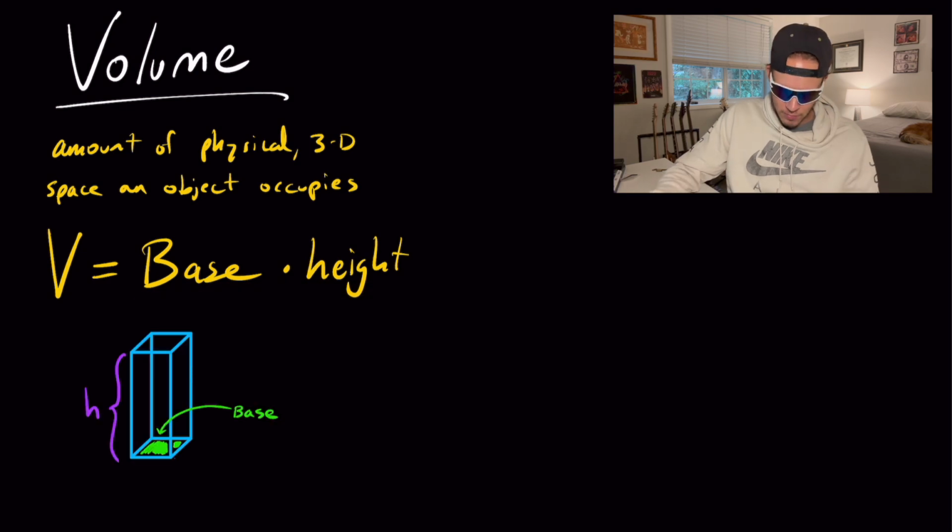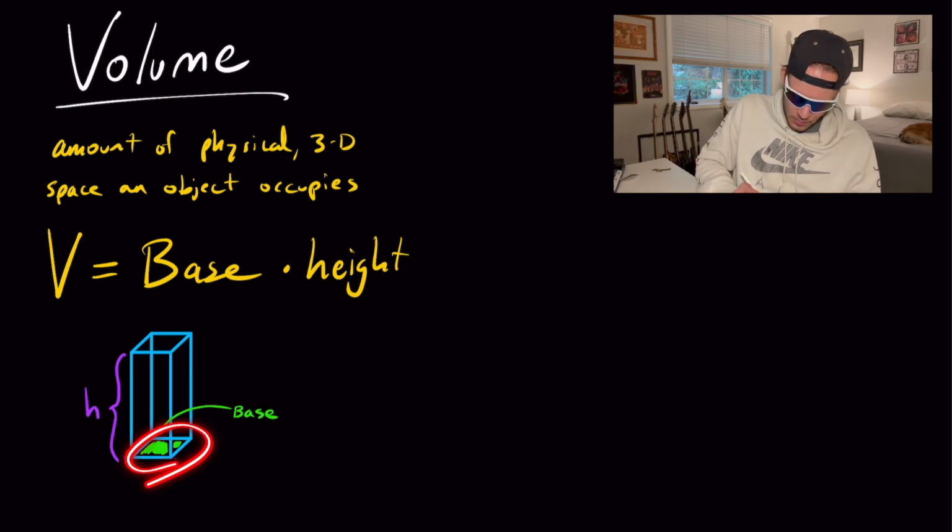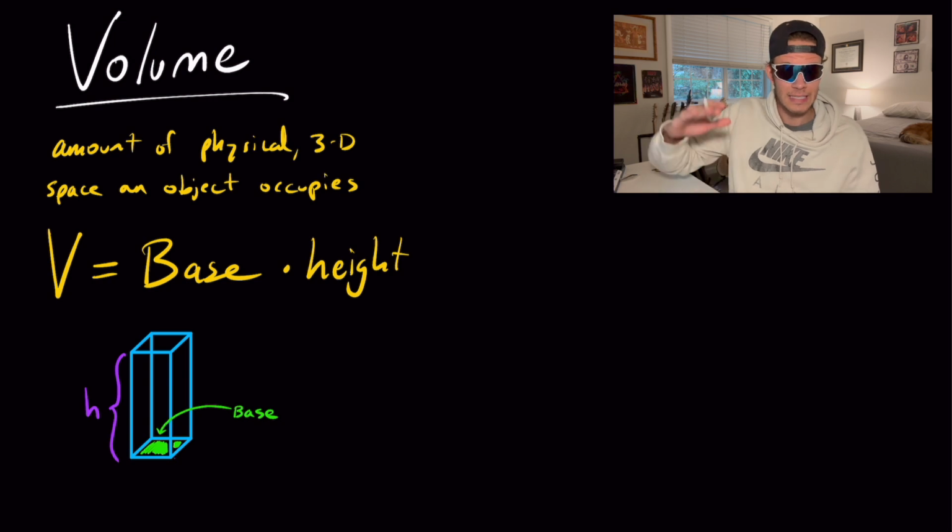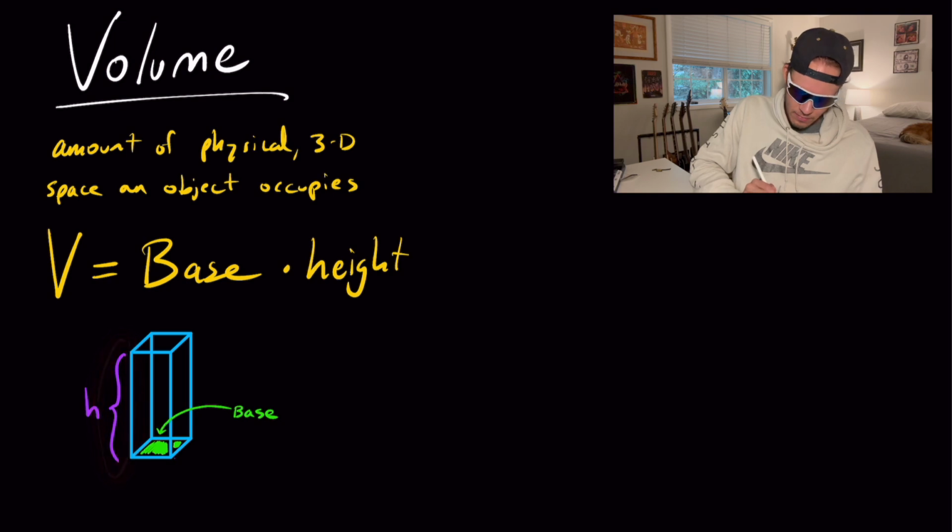So here in this rectangular prism, I've labeled what I'm considering the base, right? What this thing is standing on. Its bottom, you could call it as well, the base. And then here's the height. So if I multiply the base times the height, I'm going to get the volume here.